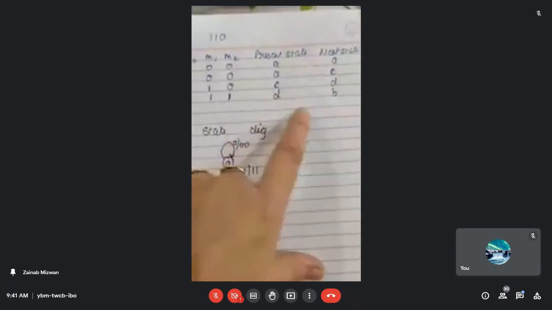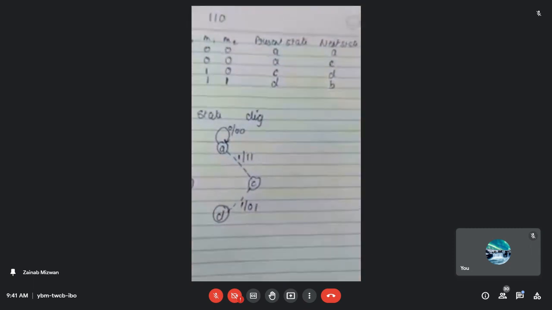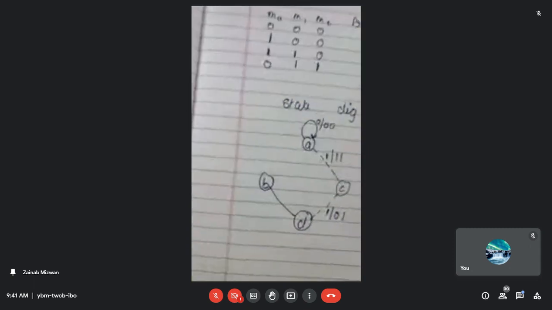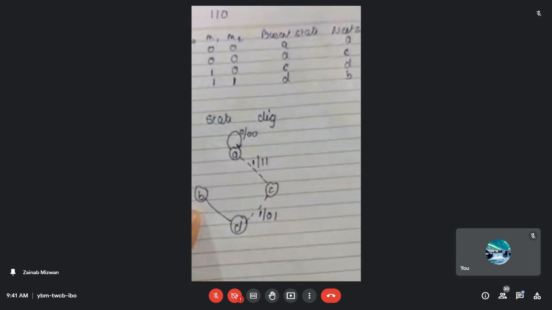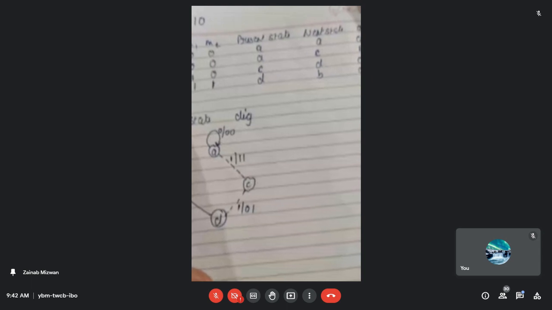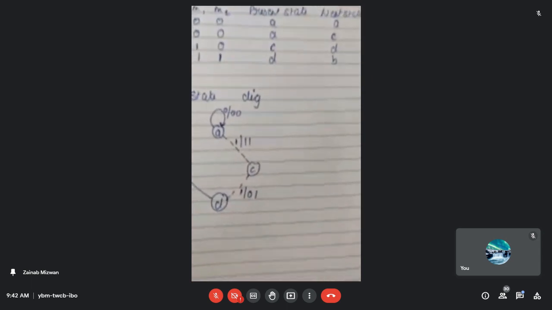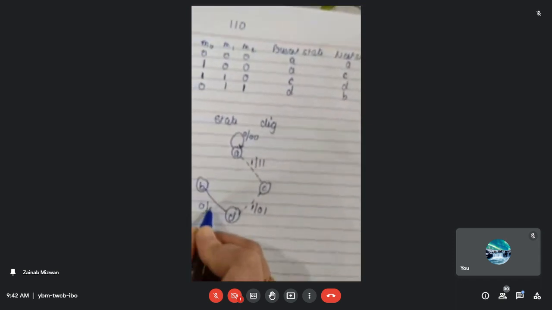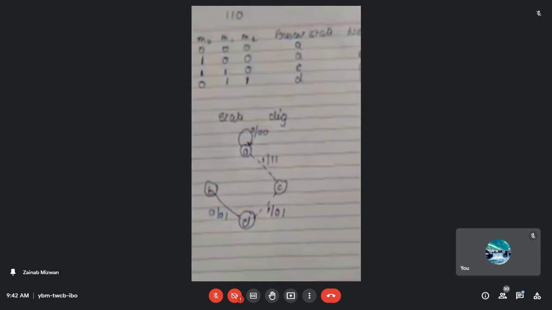Now we are at D. From D it is moving to the state B over here. So this state D will be connected to the state B with a solid line. Why with a solid line? Because our input is the input 0 over here. So I am going to mention a 0 slash. Now what output are we getting? Again the output is 0 1 over here.